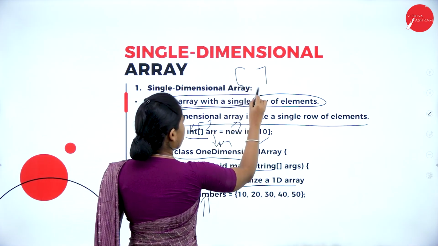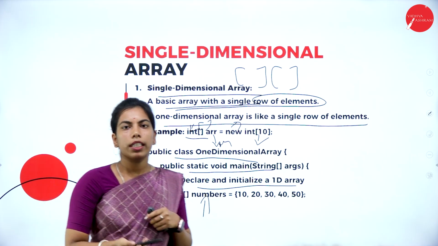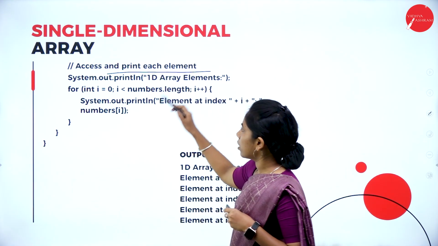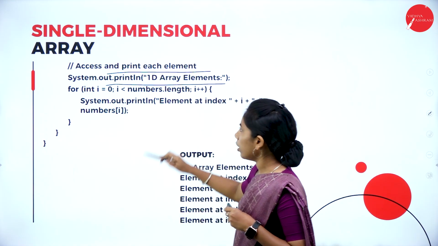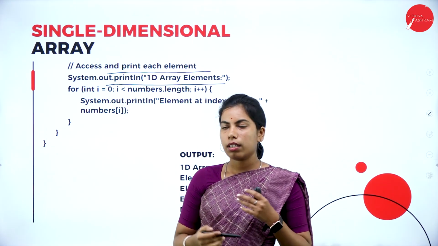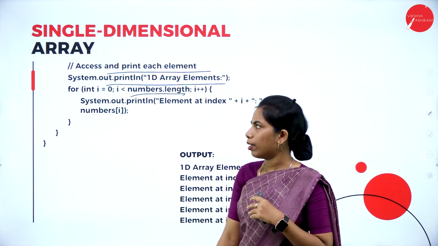So this is one dimensional. If I have to declare, this is two dimensional or multi-dimensional. So here you can see how to access and print each element. So call the printing statement. After that, because I have to enhance the loop, right? Because it keeps on repeating up to numbers.length, i plus plus.